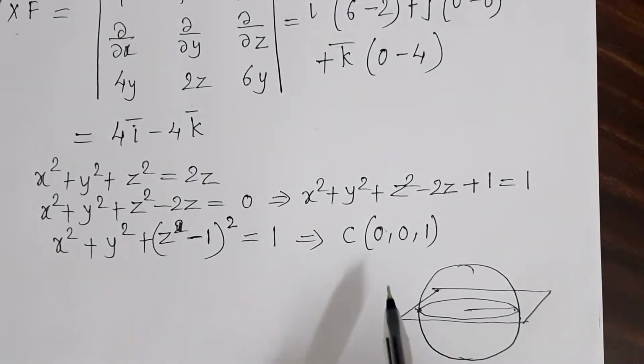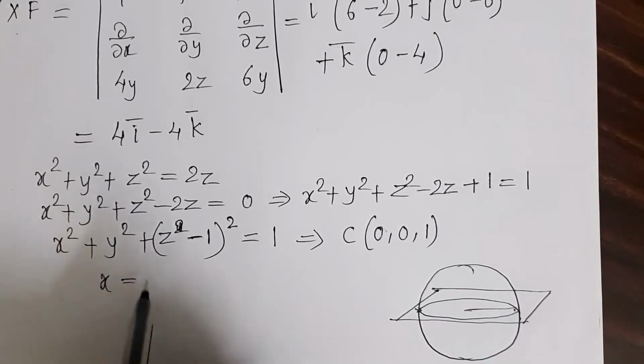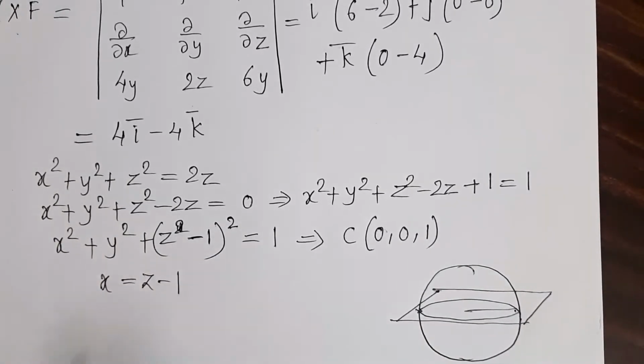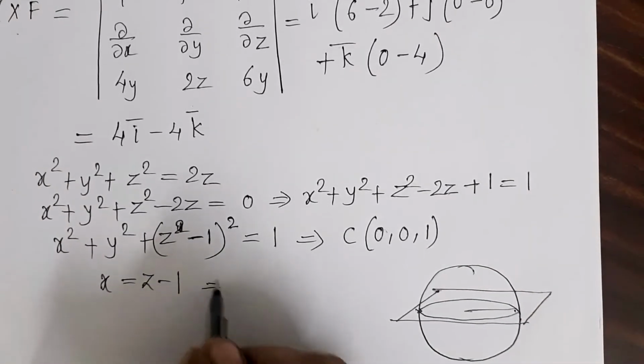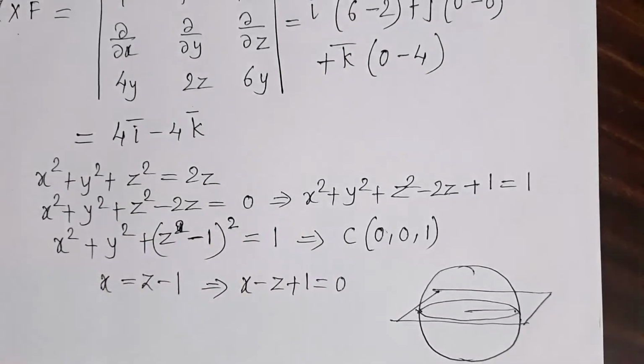To check that, the equation of the plane is given: x is equal to z minus 1, which can be written as x minus z plus 1 is equal to 0. This is the equation of the plane. Now if this plane equation is satisfied by the center of the sphere, then we can say that this plane cuts the sphere through the center. So substitute the x value as 0, y value as 0 and z value as 1 here.